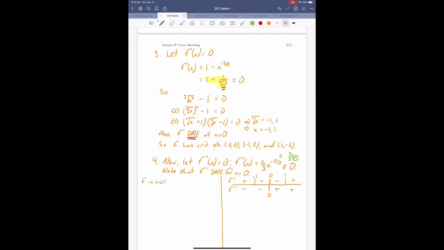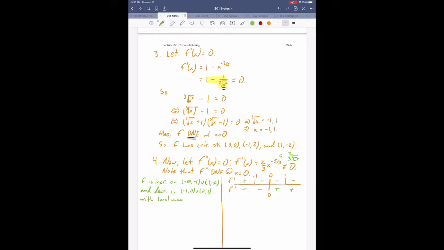F is increasing on negative infinity to negative 1, union 1 to infinity, and decreasing on negative 1 to 0, union 0 to 1. Please don't write negative 1 to 1 because that's not true. F is neither increasing nor decreasing at 0. The derivative doesn't exist. And I think we have both a local max and a local min.